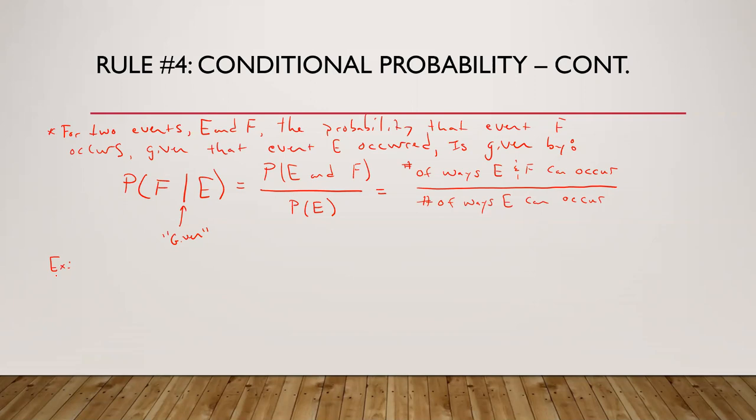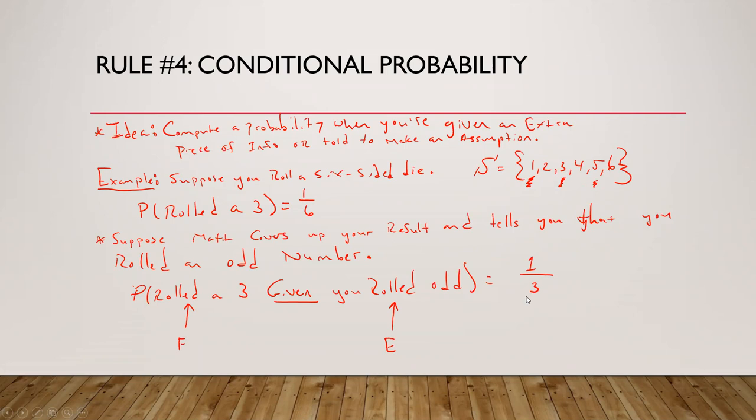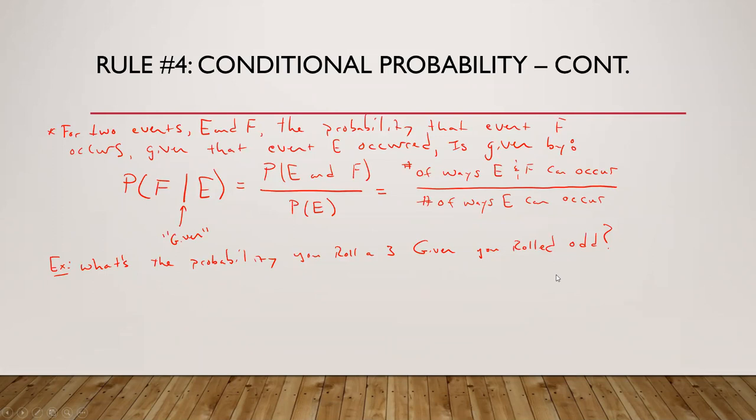So what's the probability you roll a 3, given you rolled odd? Okay, so let's say we want the probability you roll a 3, given that you rolled odd. We know the answer is 1/3. So when we work our formula here, the answer using this formula better be 1/3. That's how we'll know it worked.